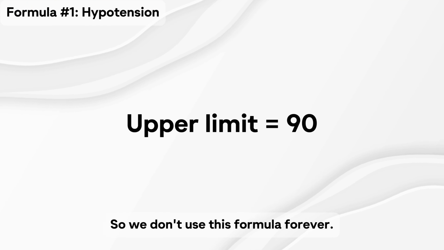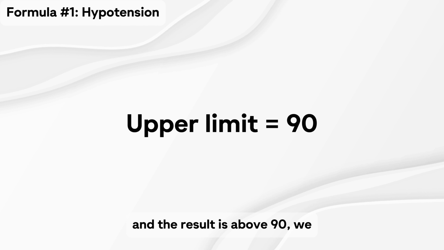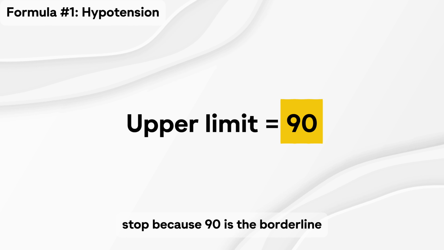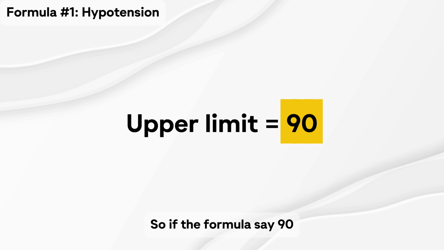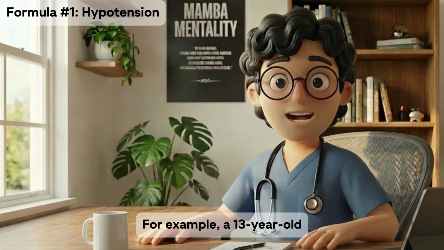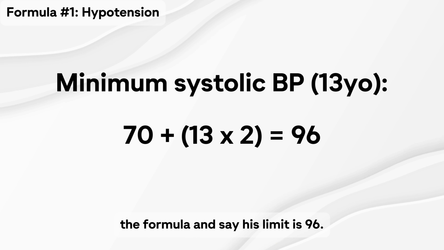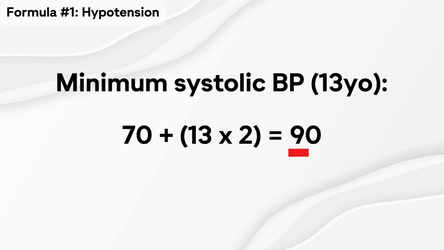We don't use this formula forever. Once we apply the formula and the result is above 90, we stop, because 90 is the borderline adult systolic blood pressure. So if the formula says 90 or higher, just use 90. For example, for a 13-year-old teenager, we don't use the formula and say his limit is 96. Instead, we keep the limit as 90 by using the adult rule.